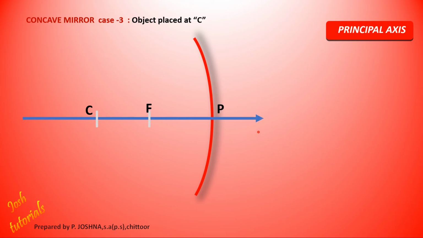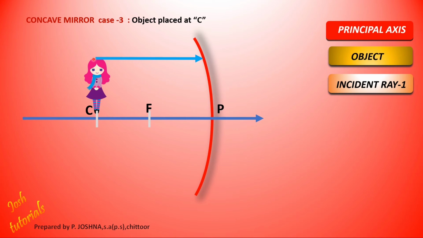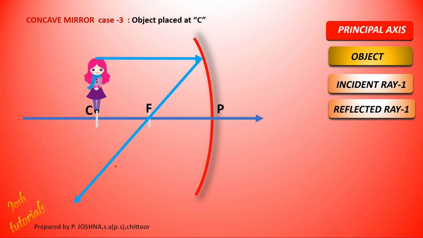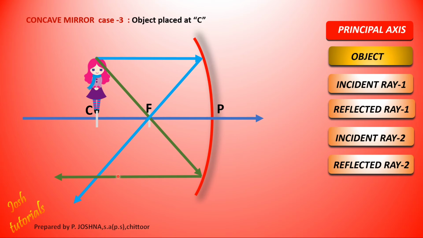Draw regularly with color pencils using the center of curvature, focus and pole of the mirror, and place the object at C. Draw an arrow mark or simple thing at the center of curvature using a color pencil, and our first incident ray is parallel to the principal axis, and it passes through focus. Draw another ray passing through focus. As it passes through focus, it reflects back parallel to the principal axis.